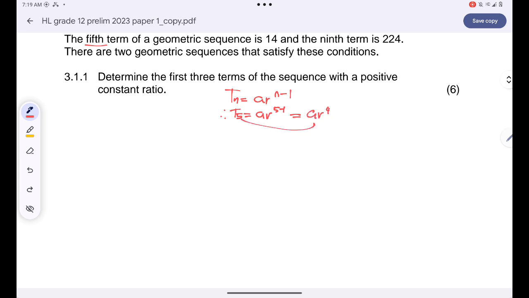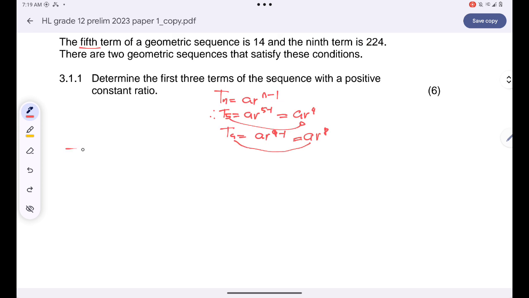So T5 is just ar to the power 4, and T9 is ar to the power 9 minus 1, and hence T9 is just ar to the power 8. So we can simply say, since we are told that T5 is equal to 14, we can conclude that ar to the power 4 is equal to 14. This is the first equation. And on the other hand, we're told that T9 is equal to 224. That means ar to the power 8 is 224. This is my second equation.